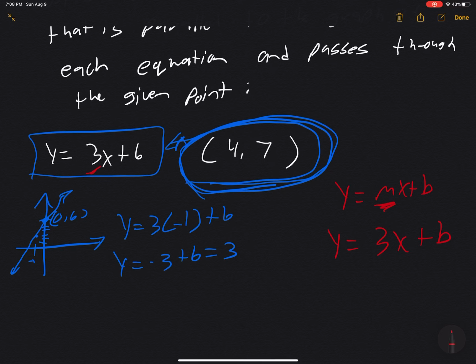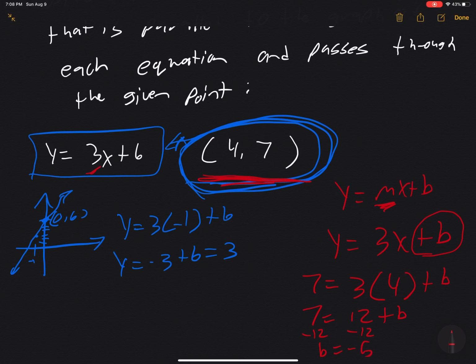And now I need to find this b. I need to find what my y-intercept is. And luckily, we have a point on our line that we can plug in to find the y-intercept. So I plug this point in. I plug in 7 for y, so I get 7 is equal to 3 times x, which is 4, plus b. Or 7 equals 3 times 4 is 12, plus b. Subtract 12 from both sides. And I get b is equal to 7 minus 12, which is negative (12 minus 7). And 12 minus 7 is 5.